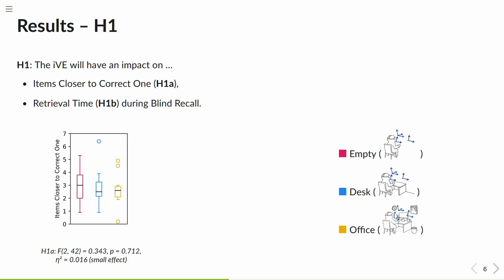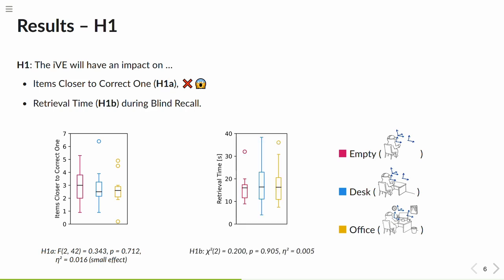But a one-way ANOVA on the data did not reveal a significant difference between the conditions regarding the average number of items closer to correct one. But there was a small effect. On top of that, the retrieval time was not significantly affected by the environments.